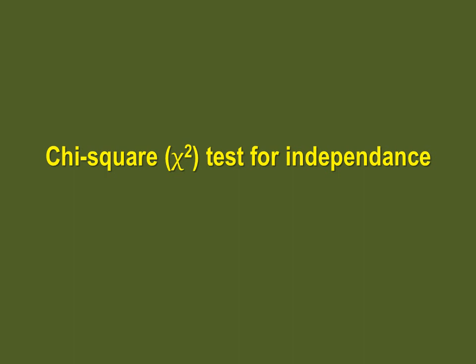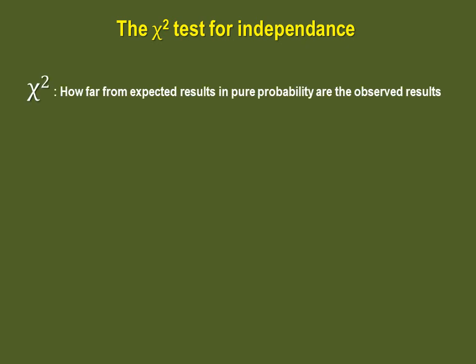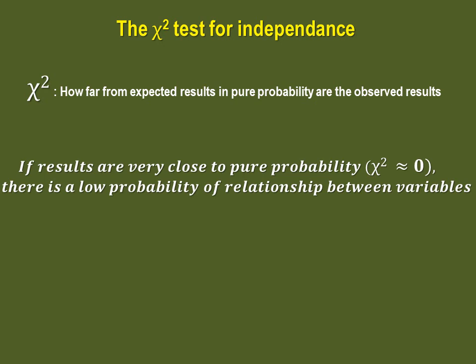We have seen in the previous video how to calculate the chi-square between two qualitative variables. This video will give you a step-by-step procedure to verify if the two variables are independent one from the other. Remember that the chi-square we calculate tells us how far away our observed values are from values we would expect under pure probability. The main idea behind the chi-square test for independence is that the closer we are to pure probability, the lower the chance that the two variables are related to each other.